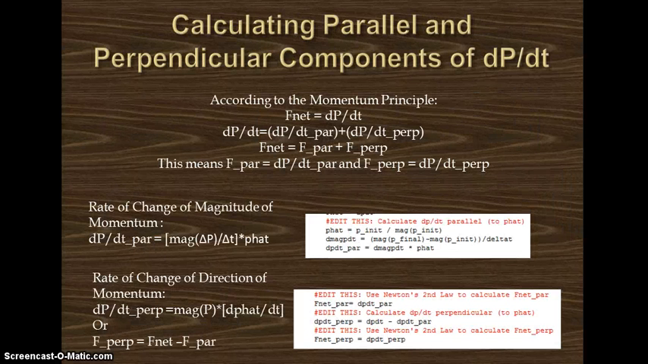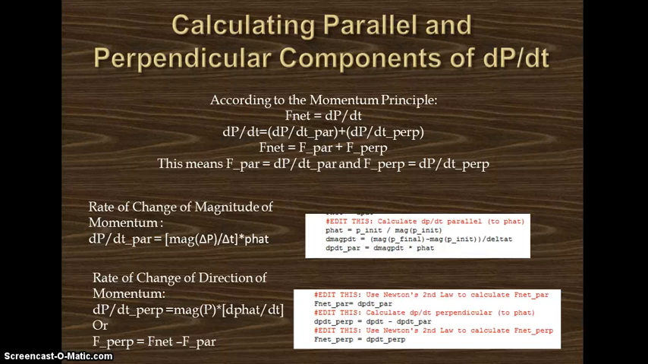I further used the momentum principle by breaking both Fnet and dPdt into their parallel and perpendicular components. The principle states that F parallel and dPdt parallel are equal, as well as F perpendicular and dPdt perpendicular. This is crucial help to my experiment, as you will see. I first calculated dPdt parallel, which is defined as the magnitude of the change in momentum divided by time, multiplied by p hat. My p hat, which is the direction of momentum, was calculated by taking the initial momentum and dividing it by the magnitude of momentum.